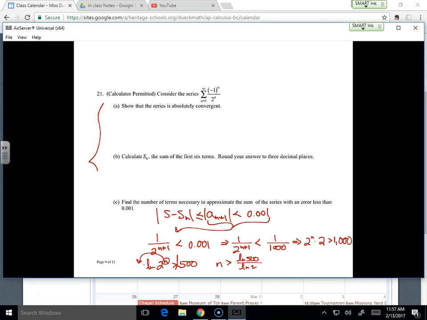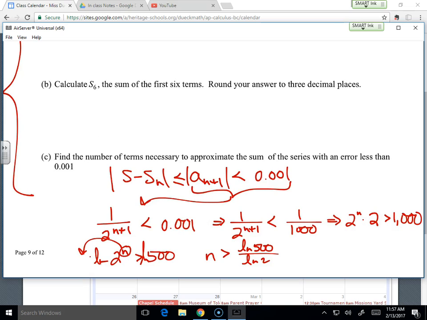P.S. These are good ones to look at. I did the first one, and then I got halfway through the second one. I still want to count. What's ln of 500 divided by ln of 2? Oh, and a 500 might? No, that's not.